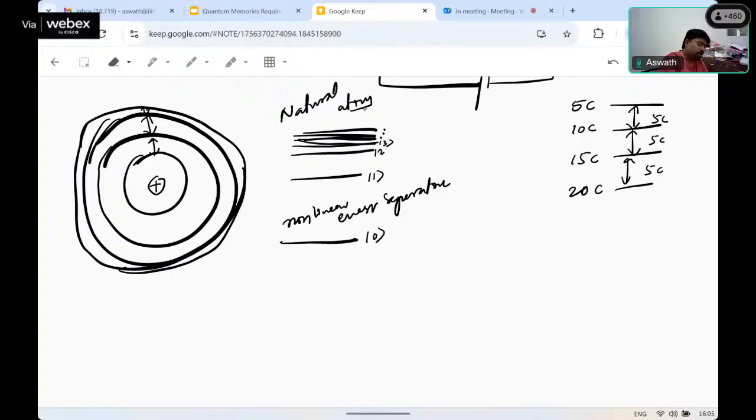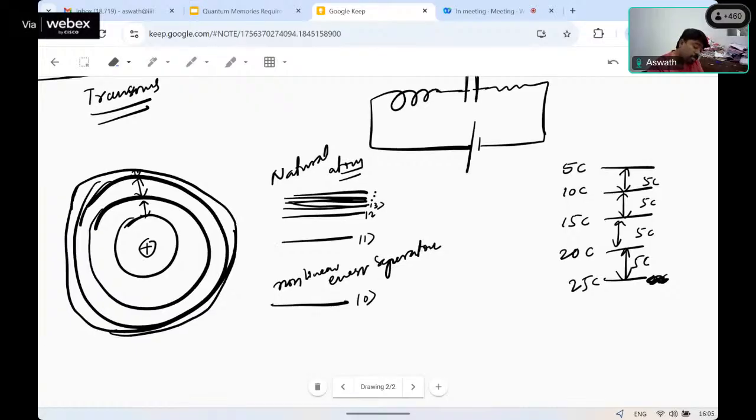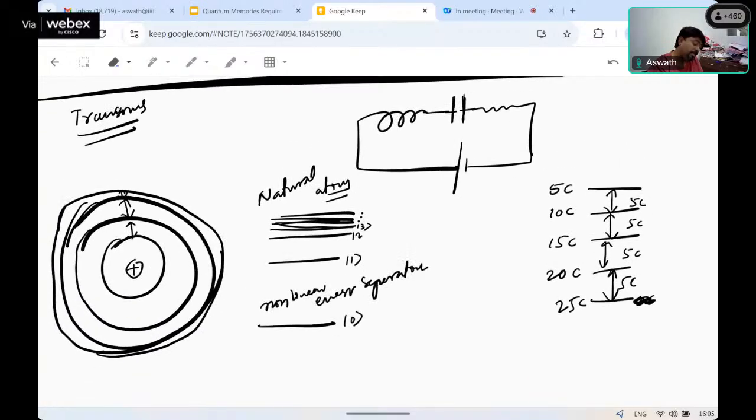But in the case of an LCR circuit, you see the energy separations are very equal. Let's say 5, 10, up to 25, in steps of 5 coulomb. So here, is it possible to have unequal separation in the charged states of the capacitor? The answer is yes.